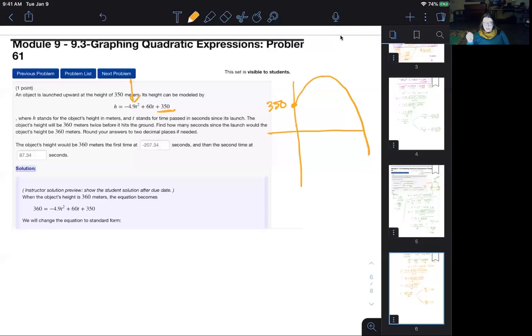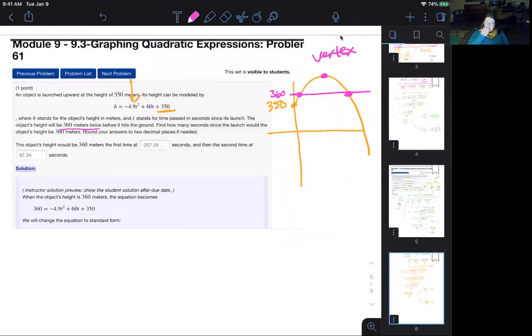Find out how many seconds since the launch would the height be 360 meters. Similarly to what I was saying, here's 360. At a certain point in time, it passes by both. At some point, it also gets to the vertex, that maximum. But it's going to go up and hit that point, and then come back down at a certain time and hit that height. So that's the 360 meters.